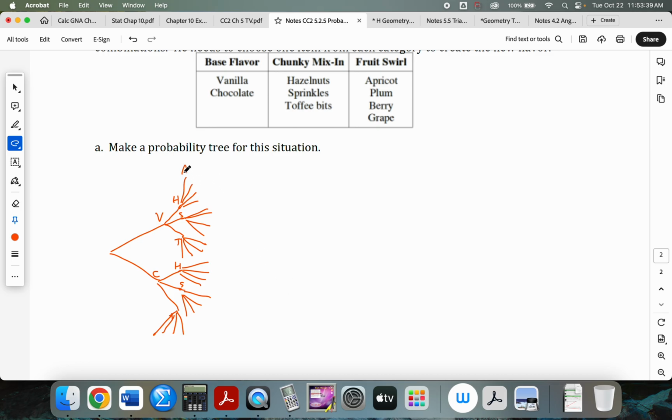And there's apricot, plum, berry, and grape. You can see how really bad that looks, right? I'm going to redo mine. You don't have to if you don't want to, but I'm going to redo mine with the one with 4 choices first. And I think you'll see that it's a little nicer. That, and I don't have to write nearly as many things.